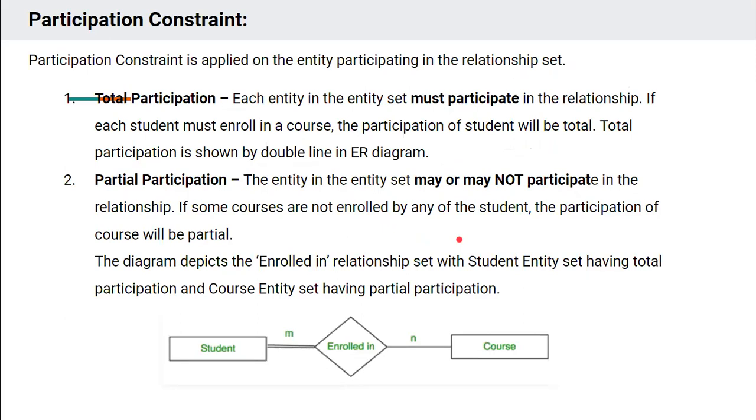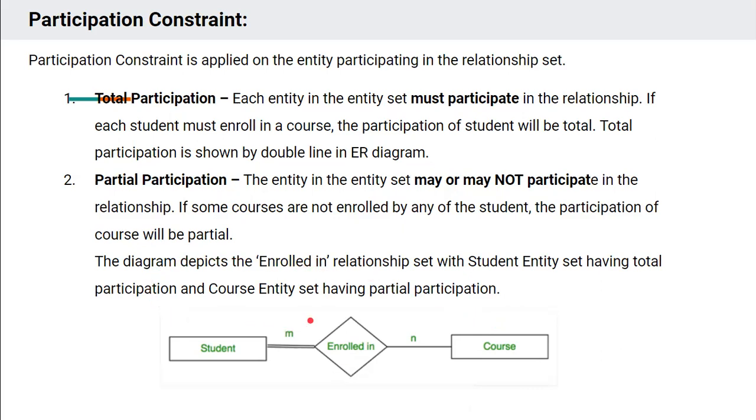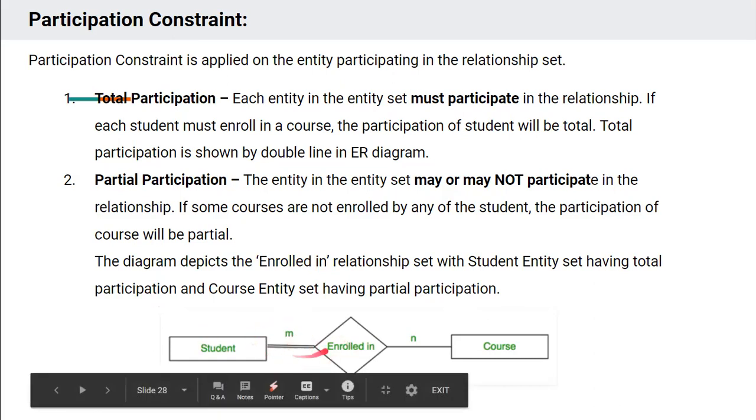Next, we have participation constraints. A participation constraint specifies what type of participation is there. There may be total participation or partial participation also. Total participation means each entity in the entity set must participate in the relationship. That is, if a student must enroll in a particular course, it is mandatory for a student to enroll in a given course. Then the participation of the student will be total in this case. And total participation is represented with the help of double lines.